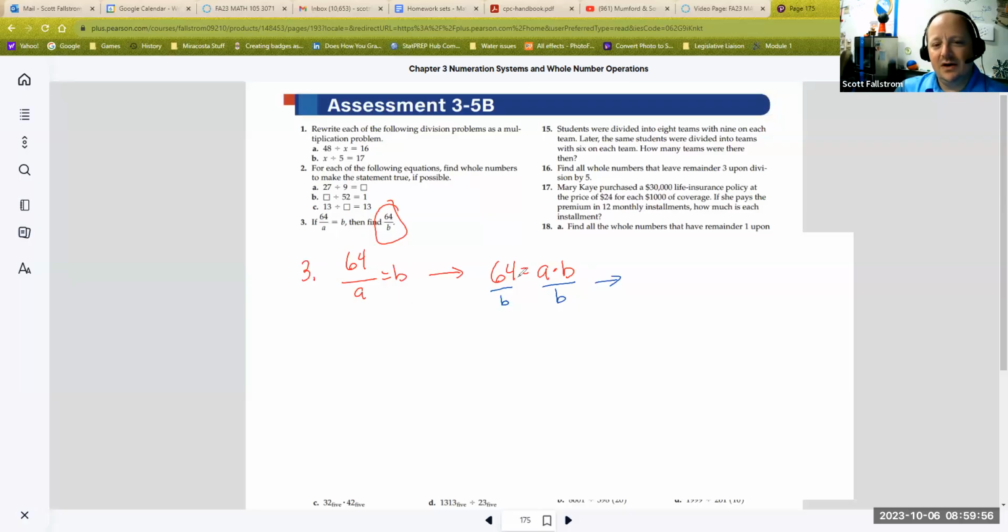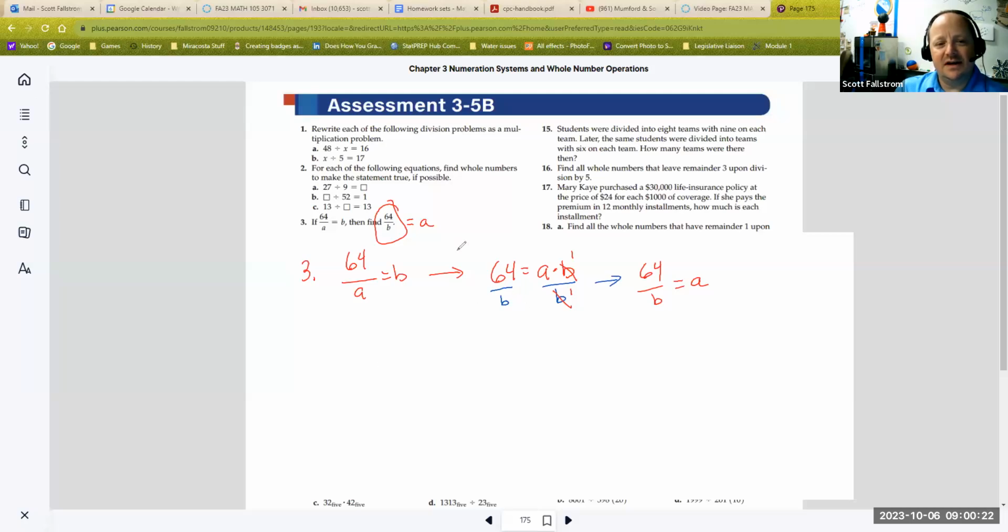Okay. So now on one side, I have 64 divided by B, right? On the other side, I have A times B divided by B. And so depending on where you're at in your algebra class, we can kind of eliminate these because they share a common factor. And so then I end up with A times 1. And so this is equal to A. So when they ask, what is 64 divided by B? I could answer, it's A.